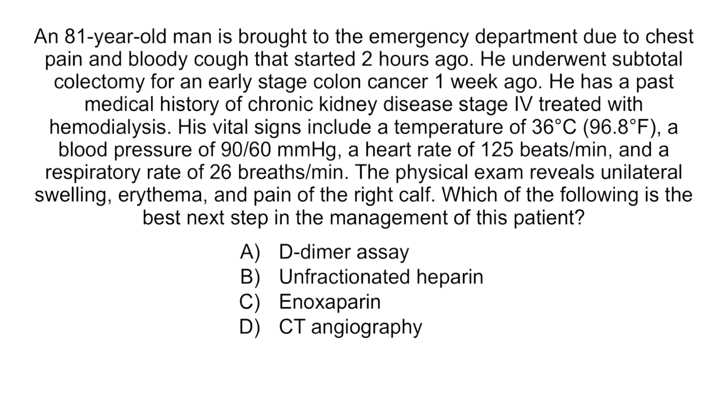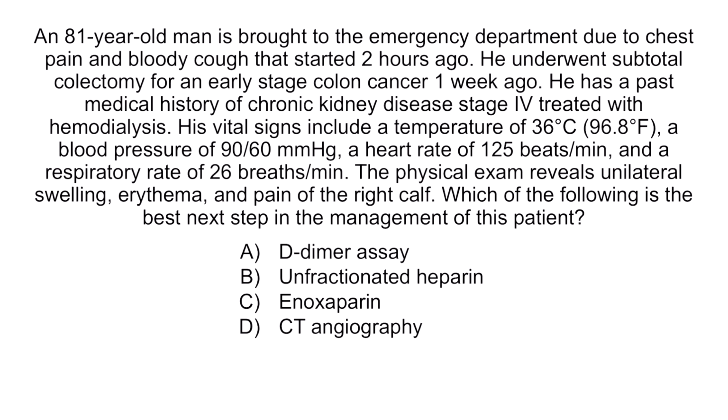An 81-year-old man is brought to the emergency department due to chest pain and bloody cough that started 2 hours ago. He underwent subtotal colectomy for an early stage colon cancer 1 week ago. He has past medical history of chronic kidney disease stage 4 treated with hemodialysis. His vital signs include a temperature of 36 degrees Celsius, a blood pressure of 90/60, a heart rate of 125, and a respiratory rate of 26. The physical exam reveals unilateral swelling, erythema, and pain of the right calf. Which of the following is the best next step in managing this patient?